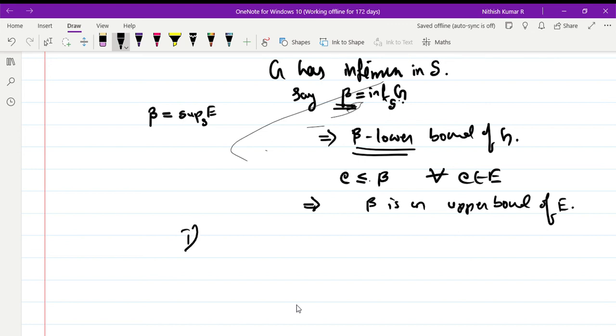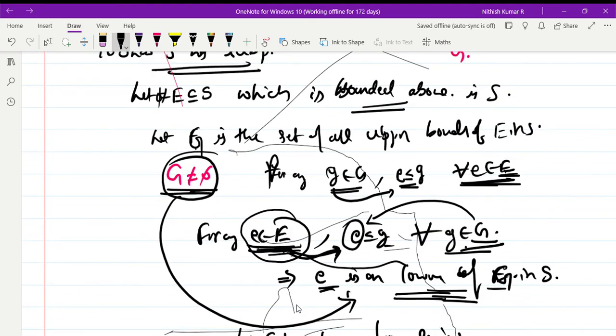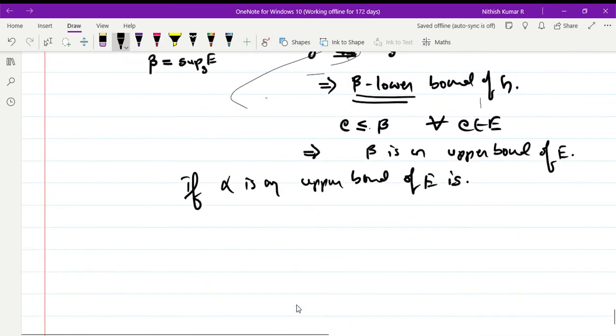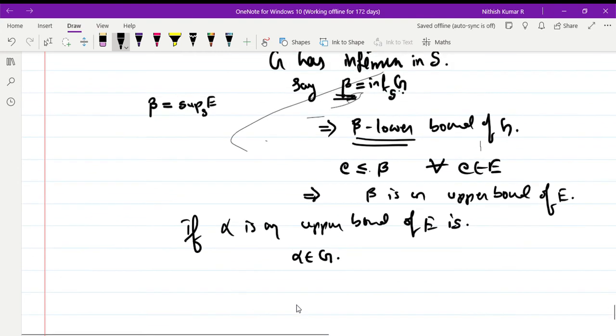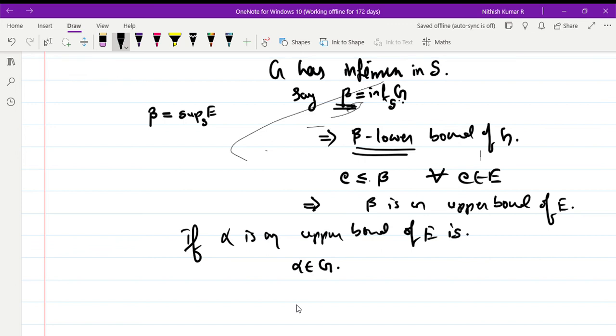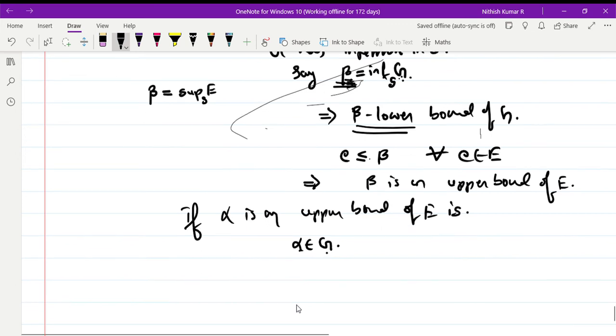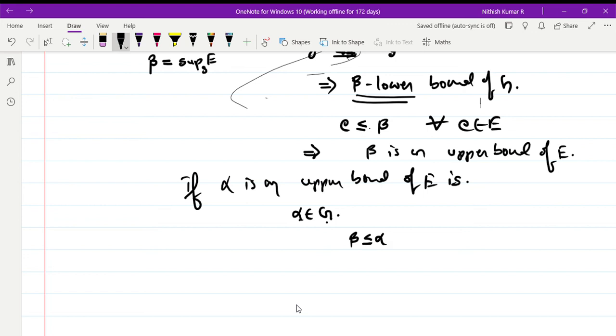Now, say alpha, we shall take up. If alpha is any upper bound of E in S. Now note that G is the set of all upper bounds of E in S. This implies alpha belongs to G. Now alpha belongs to G, and moreover, what is beta? Beta is the infimum of G.